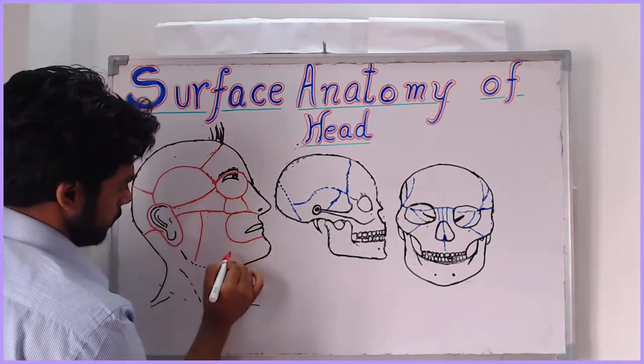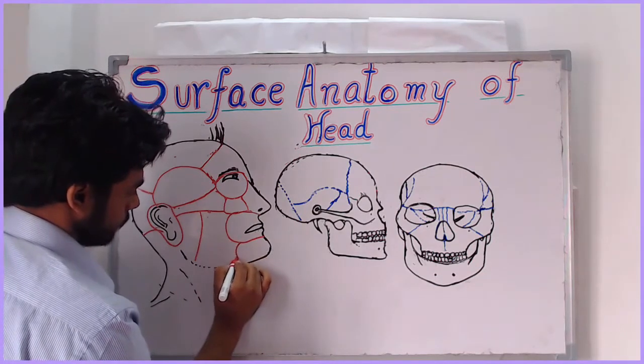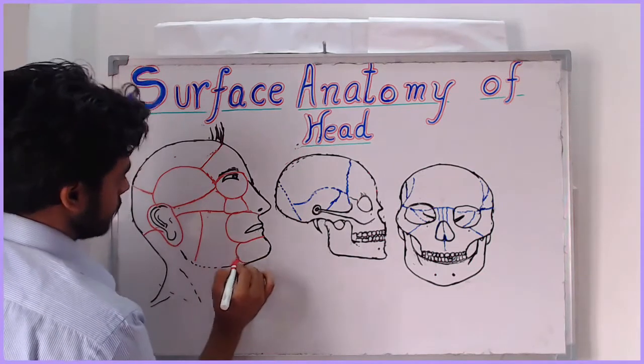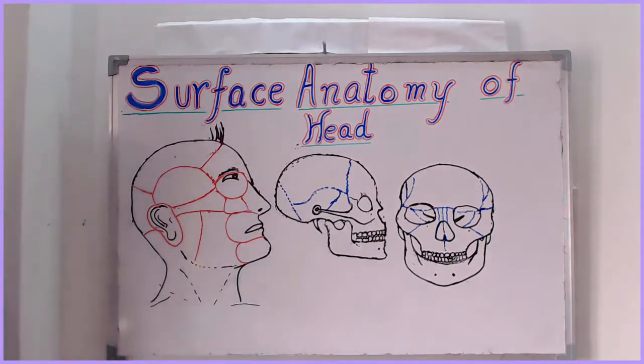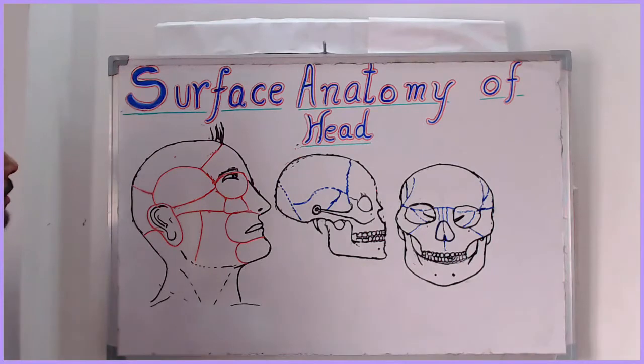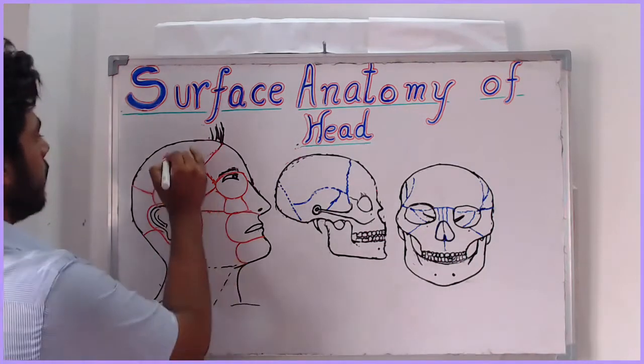The oral region, yes, this is the buccal region, and this is the mental region. See, these are different regions which are present in our head. Now we will see the parietal region. This is the parietal region.